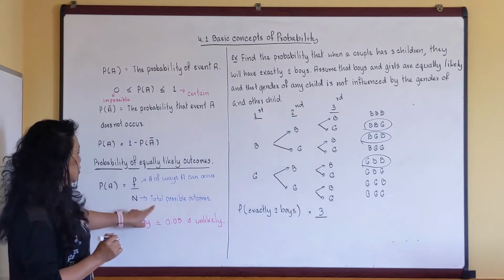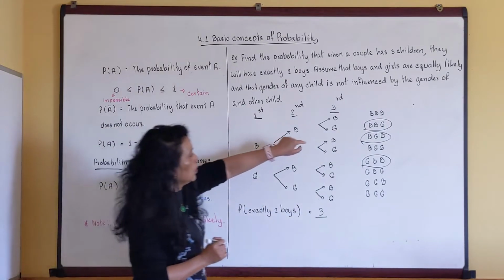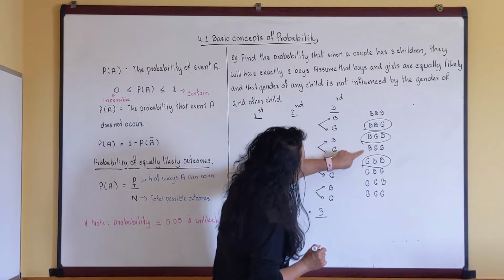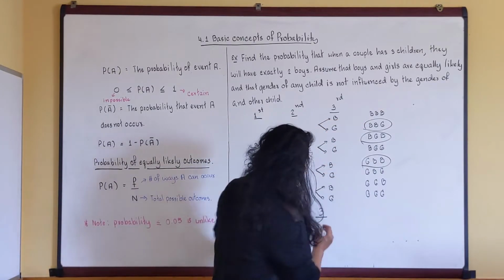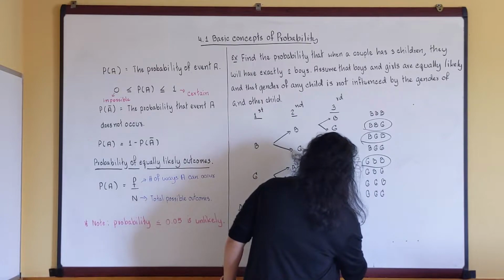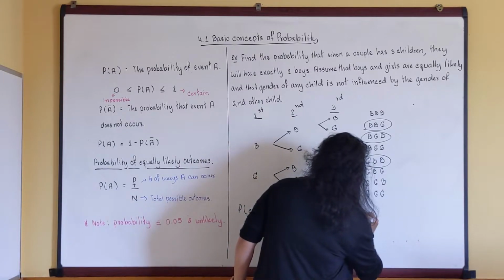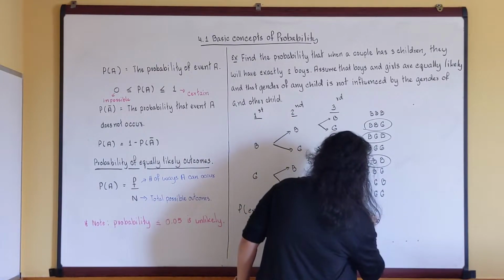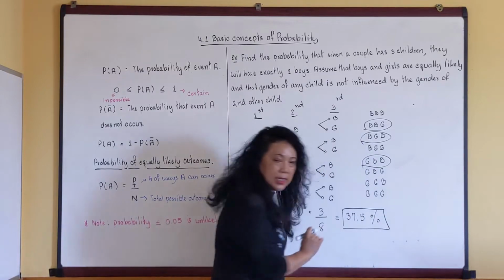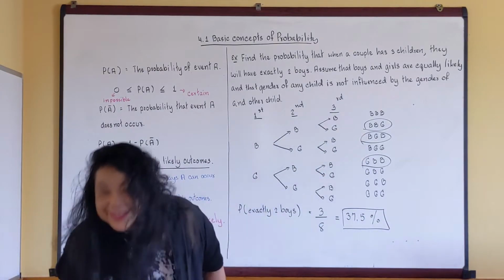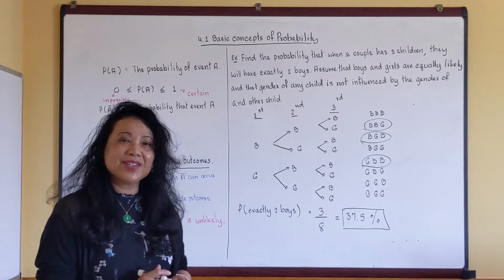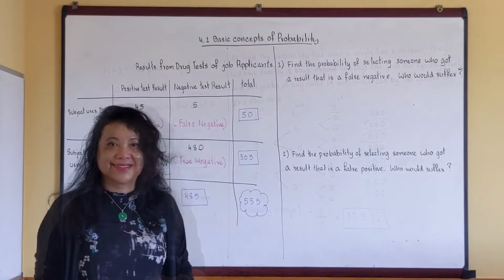Out of total possible outcomes, 1, 2, 3, 4, 5, 6, 7, 8. So 3 out of 8, I think it's about 37.5%. Let me double check. Yeah, 37.5. Alright, let's look at the next example.